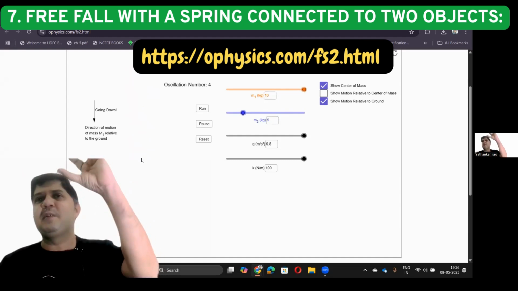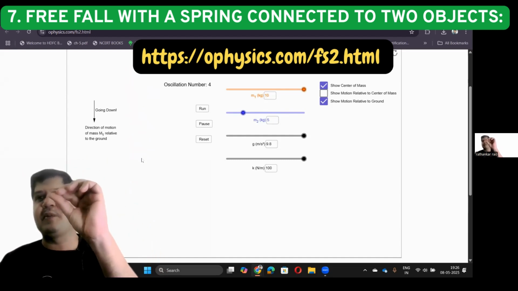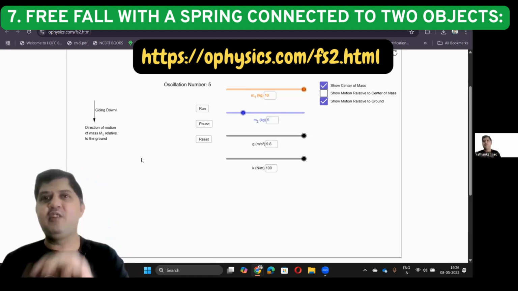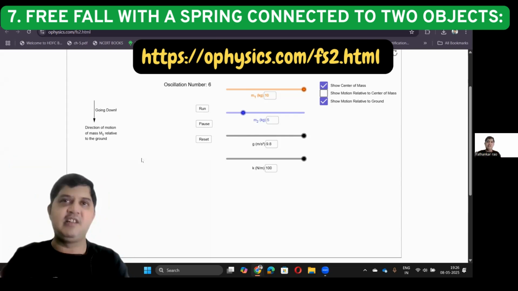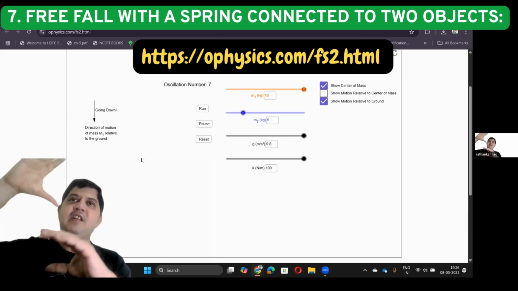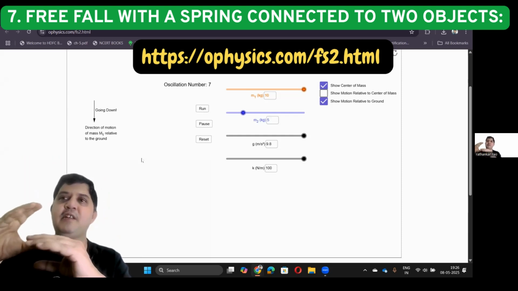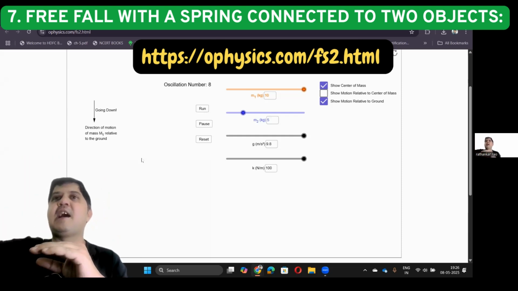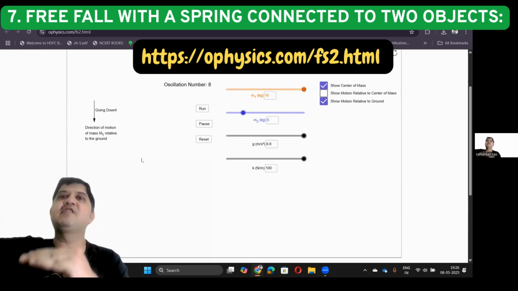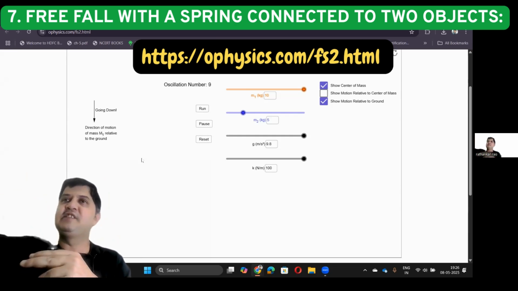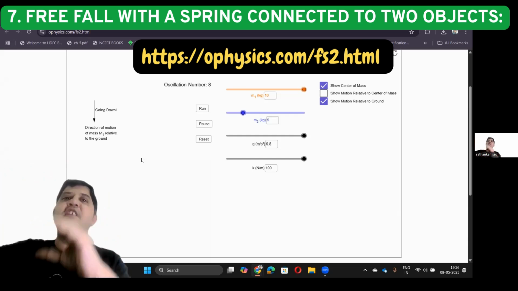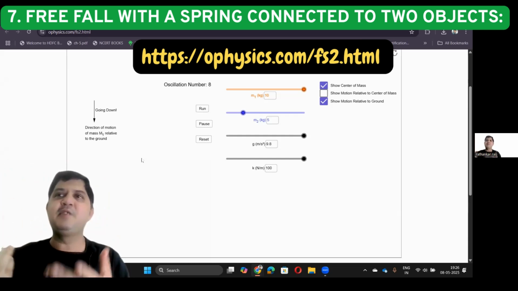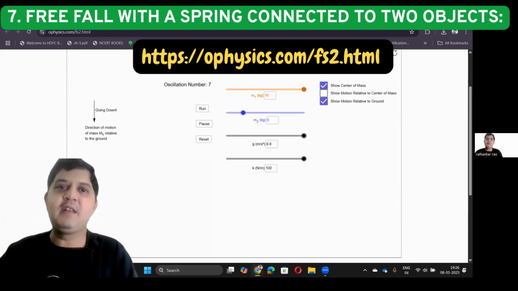Because M1 is pulled by gravity, the center of mass is also pulled by gravity, the spring is also pulled by gravity, the lower mass is also pulled by gravity. All three are continuously going with the same acceleration. So if the spring has to compress, the upper mass should apply a larger force on the spring. Nothing is happening. The spring is also moving. It is like all of them are in free fall, similar to the elevator problem. So no change. Now let me reset this once again.